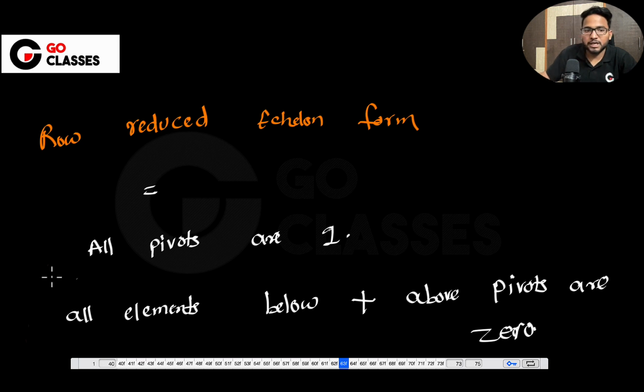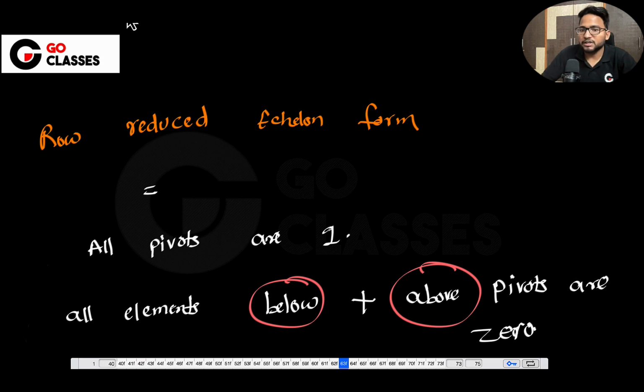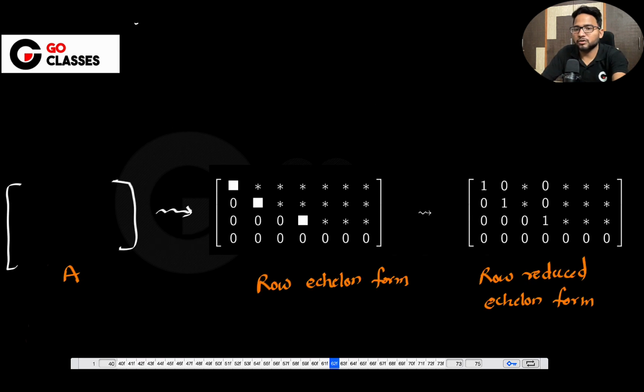So that's the difference. See, earlier I only had below, but now above also. Okay, so that's the difference. Let's just see how to make them 0. Let's not worry about how we are going to convert from here to here, we will see that. But for now I'm just telling you the definition.